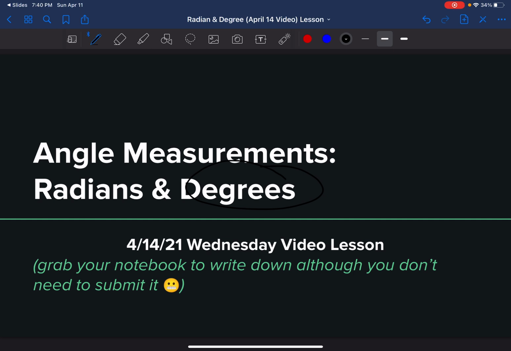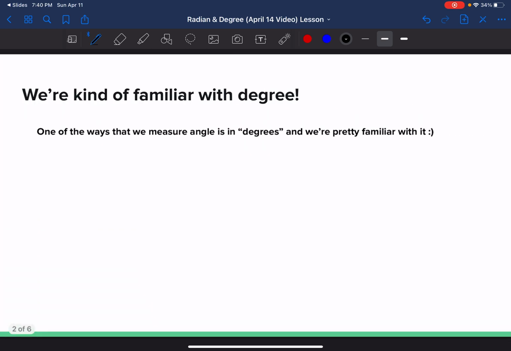Most of the time in real life, we're talking about degrees. But in pure math, like Algebra 2 and pre-calculus, we are more into radian because it's more accurate. So grab your notebook to write down these notes, although you don't have to submit it, because we have to know how to convert. We are familiar with degrees, right? One of the ways that we measure angle is degree, and we have seen it before.